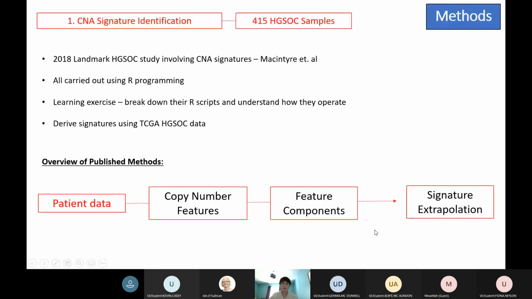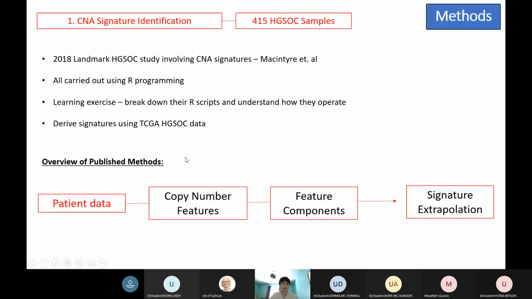For the first component of the methods involving CNA signature identification, as I mentioned, 415 high-grade serous ovarian cancer samples were used that had copy number data available. The published methods of a 2018 landmark ovarian cancer study involving CNA signatures by McIntyre et al. were used. These were all carried out using the R programming language. This section mainly served as a learning exercise for me. I had to break down their R scripts, understand how they operate, understand the functionalities of R, and relate the fundamental code that I was writing to the biology that I was investigating. Ultimately, I wanted to derive the signatures using the data I had.